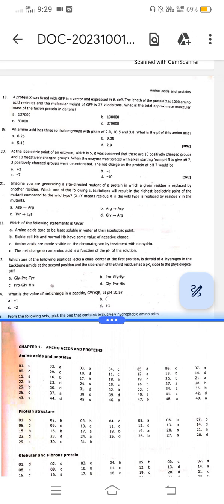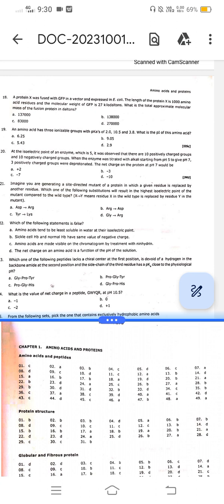Which one of the following statements is false? Sickle cell HP and normal HP have same value of negative charge. No, that's wrong, but all other statements are correct. Amino acids tend to be least soluble in water at their isoelectric point. That's correct. Isoelectric precipitation, remember that. Okay. Amino acids are made visible on the chromatogram by treatment with ninhydrin. Yeah, that's a practical application. So you might have done this experiment, so you know.